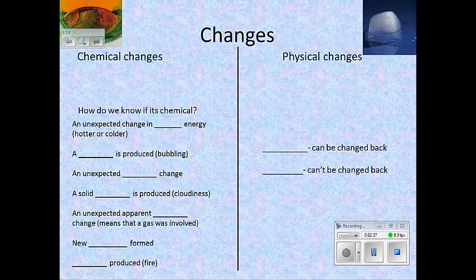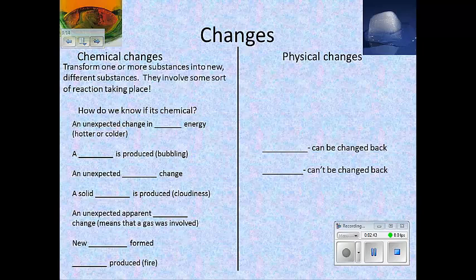And now that we've done chemical and physical properties, let's look at the difference between chemical changes and physical changes. Chemical changes, like we just talked about with chemical properties, transform one or more substances into a new or different substance, and they involve some kind of reaction taking place. That's almost the exact same definition as the properties.